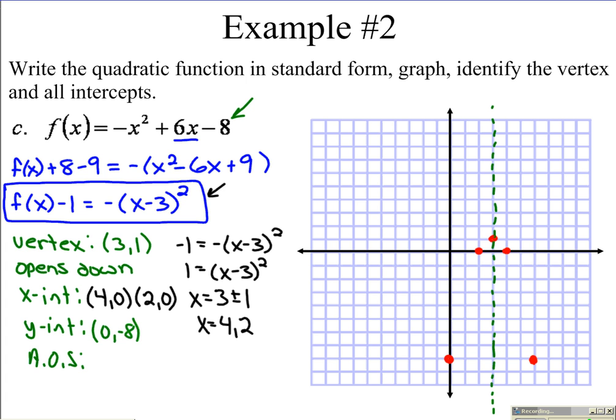Now connect those points as best you can with your parabola. Axis of symmetry, last thing in this time is the line x equals 3.